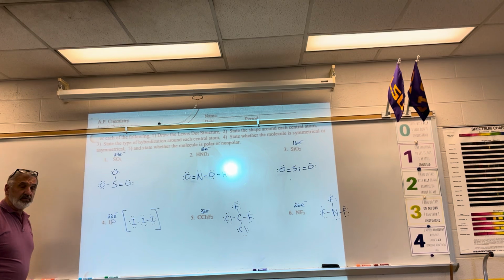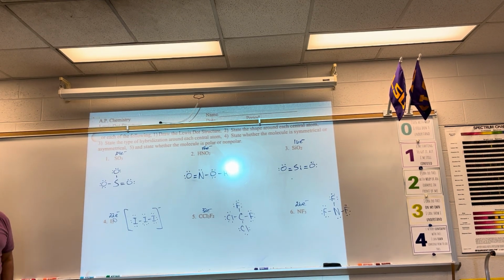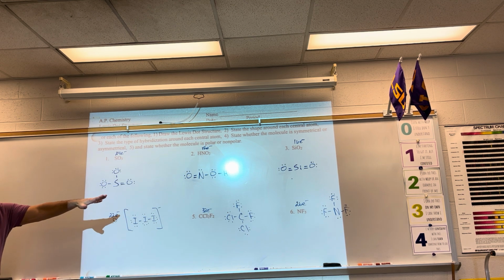So when you don't have all your electrons used, that's when you do the lone pair. But when you have used all of them and the central atom still doesn't have enough, that's when you do the double bond. Okay, so no need to form a double bond here. Everybody's happy the way they are.